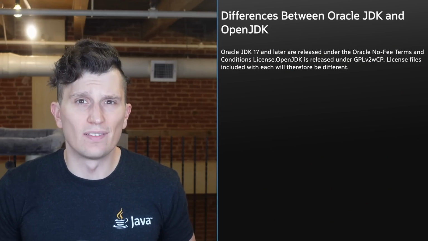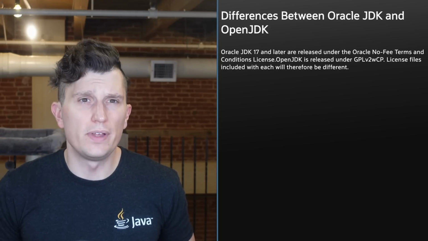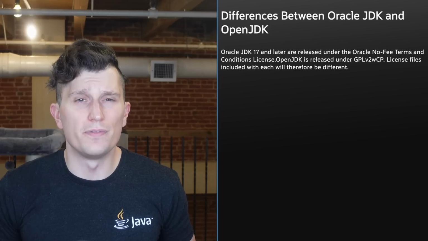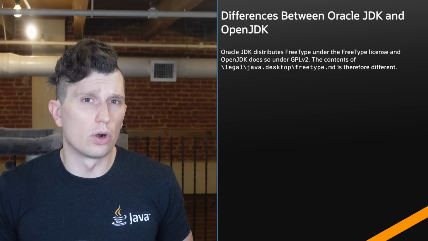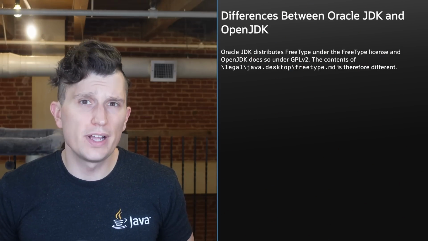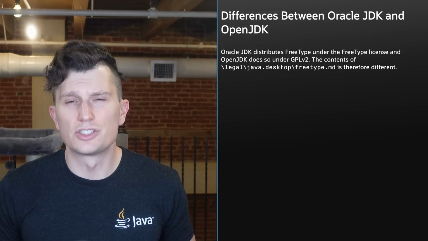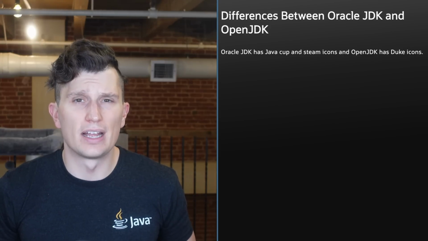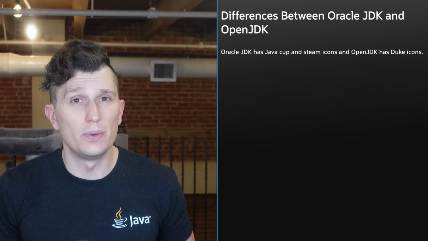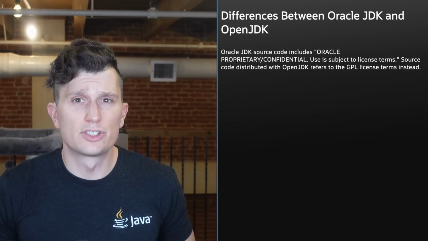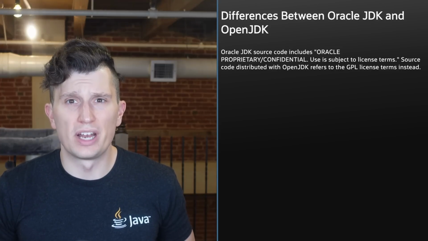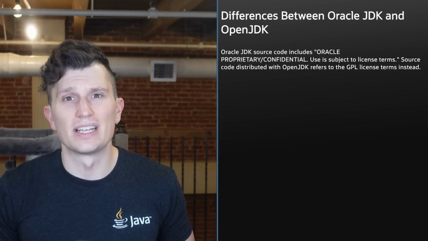Oracle JDK 17 and later are released under the Oracle No-Fee Terms and Conditions license. OpenJDK is released under the GPL v2 with Classpath Exception. Oracle JDK distributes FreeType under the FreeType license, and OpenJDK does so under GPL v2. Oracle JDK has the Java cup and steam icons, and OpenJDK has Duke icons. Oracle JDK source code includes Oracle proprietary, confidential, use is subject to license terms. Source code distributed with OpenJDK refers to the GPL license terms instead.